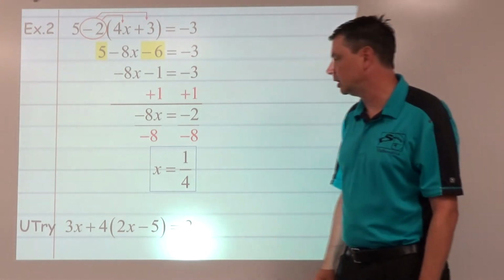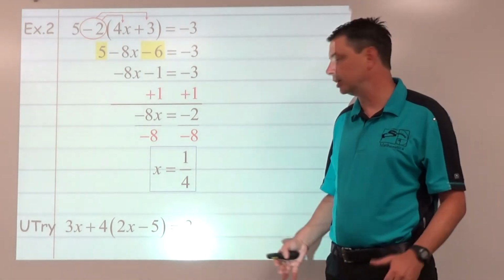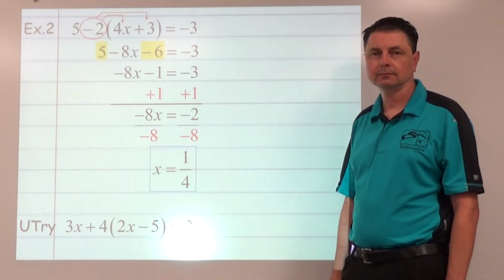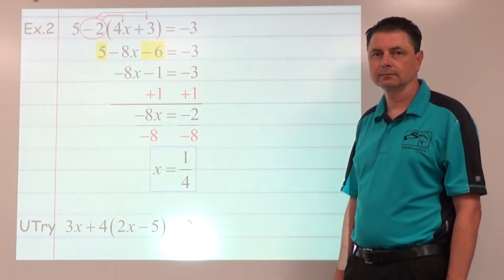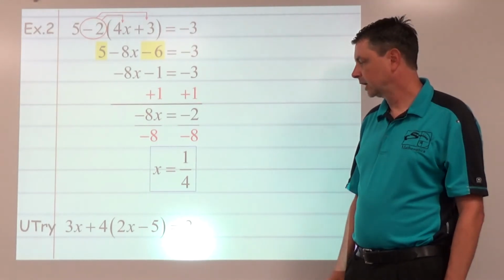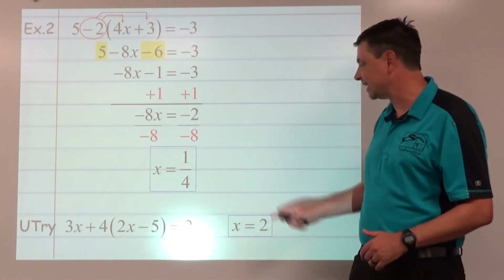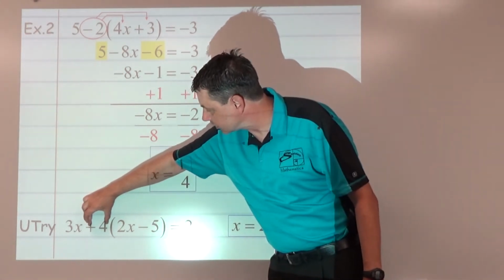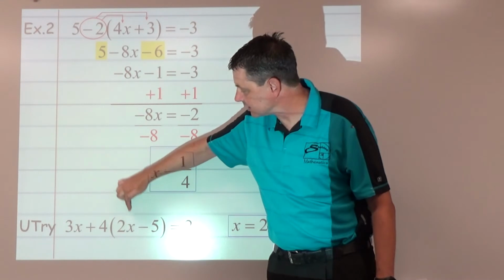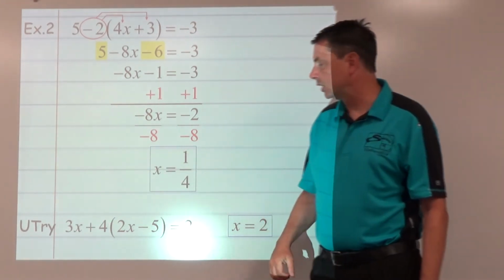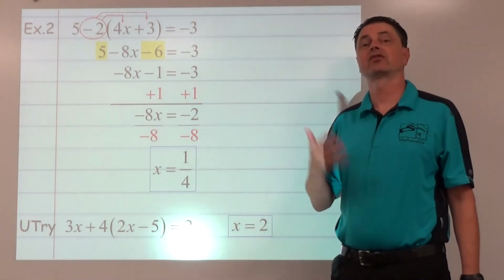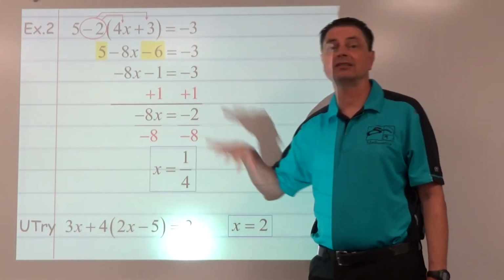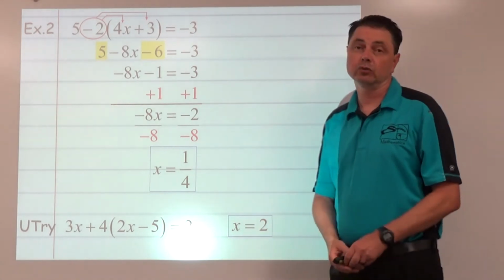You try this one here. Pause the video, see if you can work it out and solve. Hopefully you have gotten that x equals 2, where the critical and most important step is distributing the positive 4 to get positive 8x minus 20, and then combining the x's from there. If you didn't get x equals 2, go ahead and try that strategy at this time until you get x equals 2.